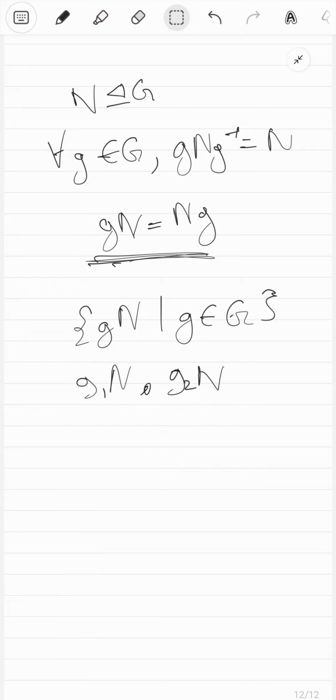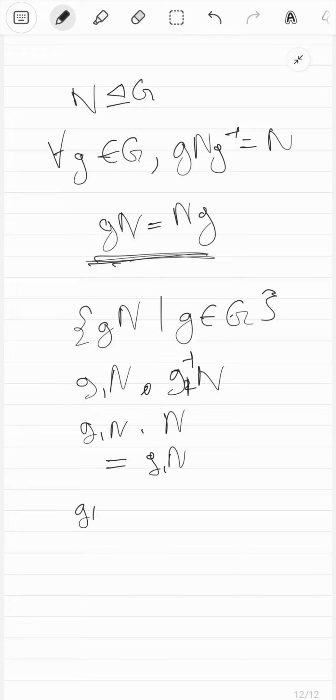There's also inverse, right? You just have to have a g1 inverse over there, and then multiplying that, you get g1 inverse times g1, that's identity times n, so that's just n itself. So inverses exist. There's the identity element: g1n times n is just g1n, for any g1 in capital G.